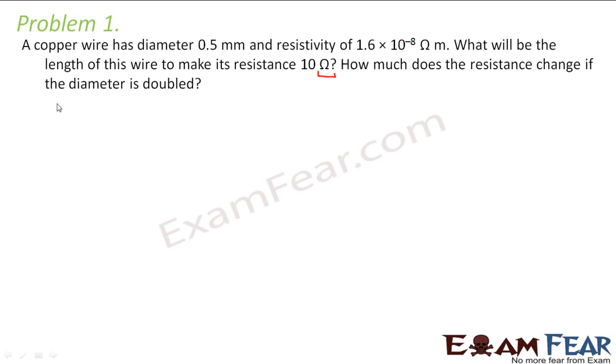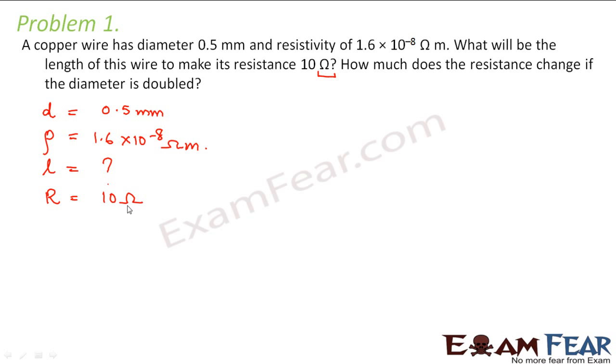Okay, so now in this case, the diameter of the wire is given as 0.5 millimeter. Resistivity, that is the specific resistance, rho, is given as 1.6 into 10 to the power minus 8 ohm meter. What will be the length of the wire to make its resistance 10 ohms? Right? So let us solve the first part of the problem. It says what will be the length of the wire. We have to calculate the length.